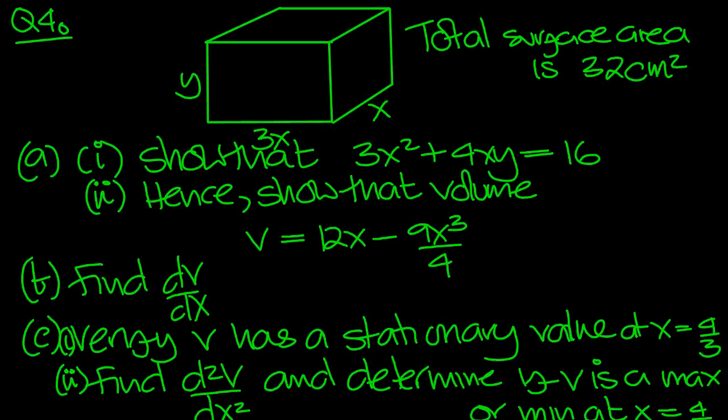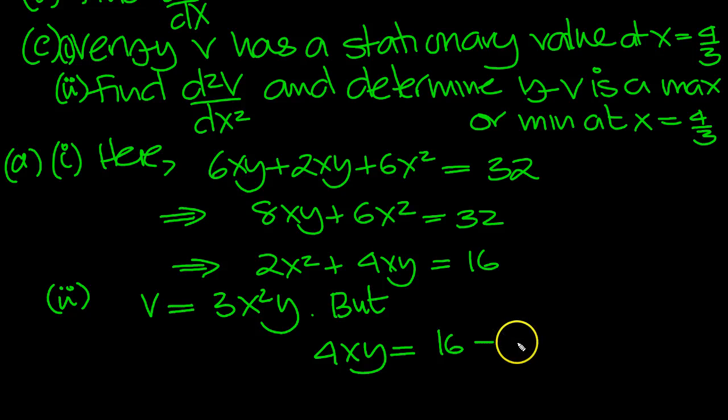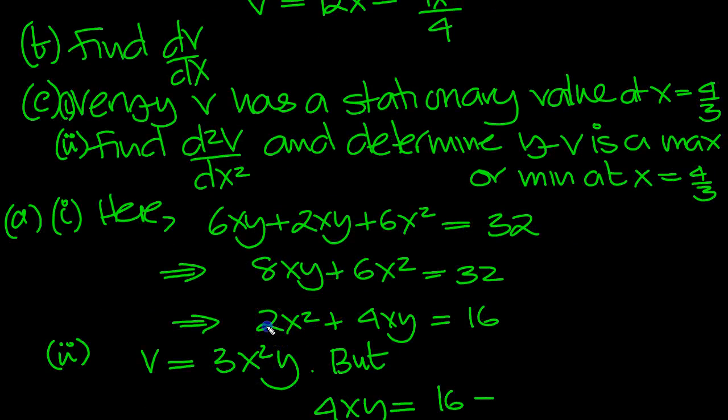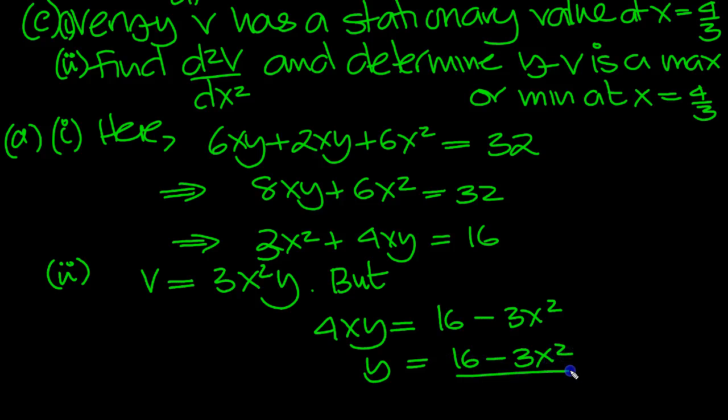So it's 3x squared times y. Now we need to eliminate y. So here, 4xy then is equal to, move the 3x squared over, so it's 16 minus. Oh, I need a 3. That should be a 3, shouldn't it? Sorry, because divide by 2, that should be a 3. So sorry to correct that then. 4xy then is equal to 16 minus 3x squared. So y will equal 16 minus 3x squared over the 4x, isn't it? I've just moved the 4x from times down to divide.